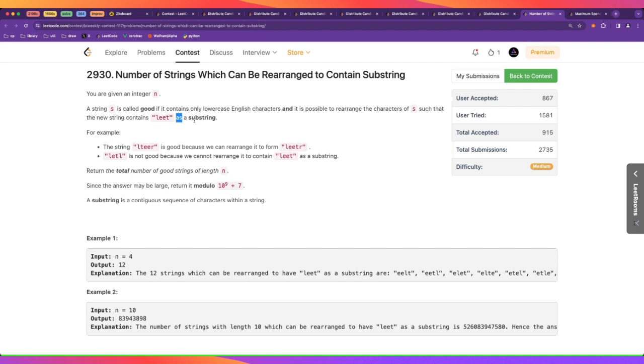Well, it says that you can rearrange it, so it doesn't have to be a substring. So if you have at least one L, at least two E's, and at least one T, then it is going to be good. So return the total number of good strings of length n. Since the answer may be too large, return it mod.